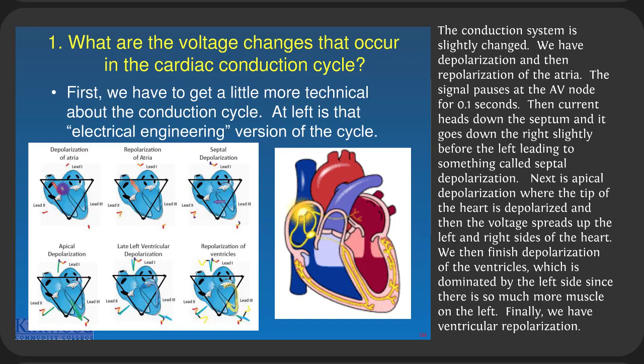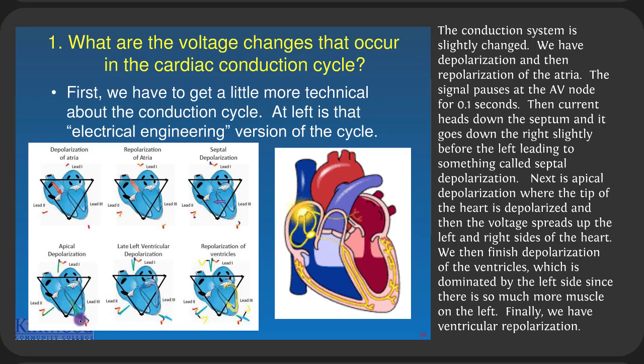The conduction system, as I mentioned before, is slightly changed. We have depolarization and then repolarization of the atria. The signal pauses in the AV node for 1/10 of a second, and that's the delay between the P and the Q. Then current heads down the septum, and it goes down the right slightly before the left, leading to a direction in the voltage that leads to something called septal depolarization. So the voltage is actually headed towards the right.